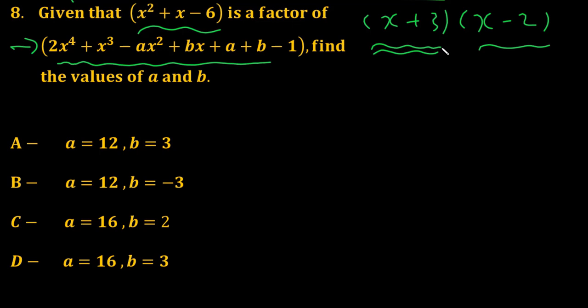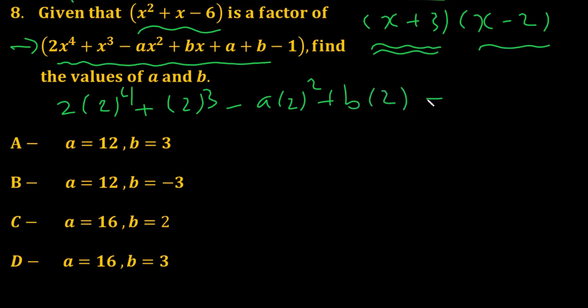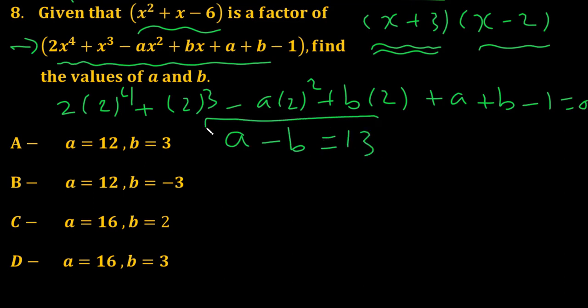So first substitute with x equals 2. Here we can find 2 times 2 to the power 4 plus 2 to the power 3 minus a times 2 to the power 2 plus b times 2 plus a plus b minus 1, and this will equal 0. So a minus b equals 13. This is equation number 1.